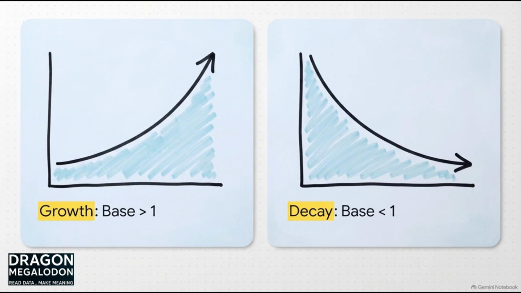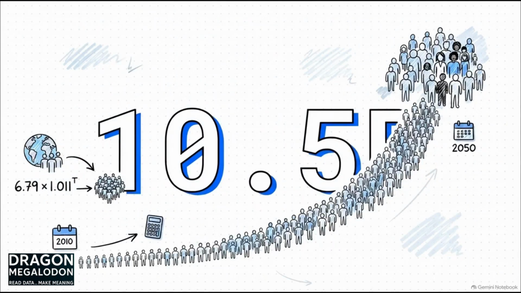Think of a drug metabolizing and filtering out of a human body at a steady rate of, say, 11% per hour. And honestly, this brilliantly illustrates the sheer, raw power of exponential growth.